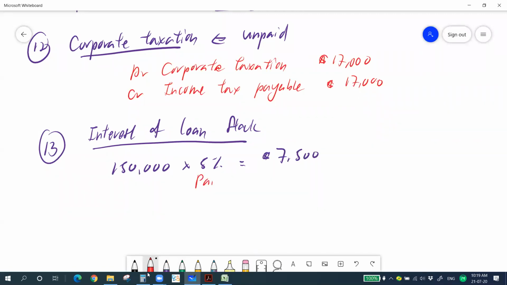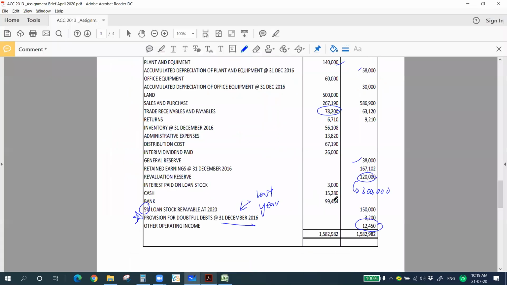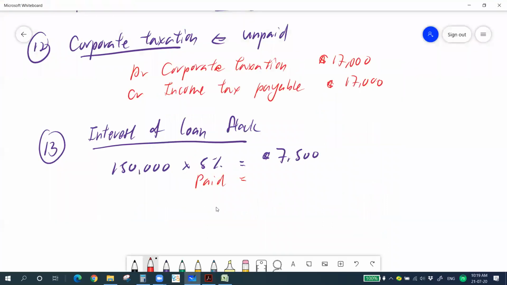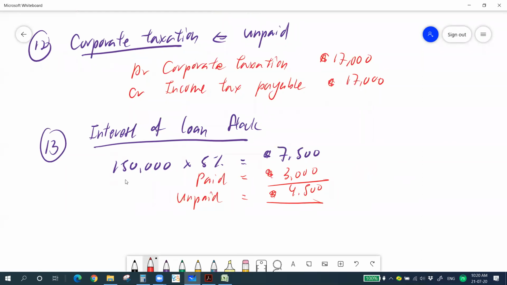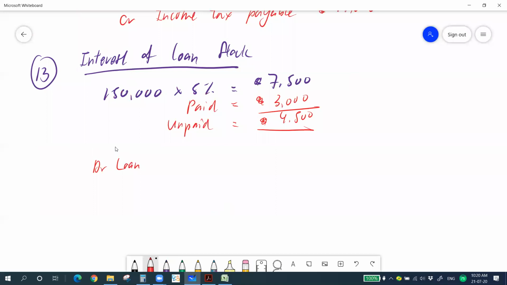But how much did I pay during the year? We can have a look. We only paid 3,000 during the year. So the paid amount is 3,000. So the unpaid amount is 4,500. So double entry, I debit loan stock interest 4,500 and I credit accrual 4,500.